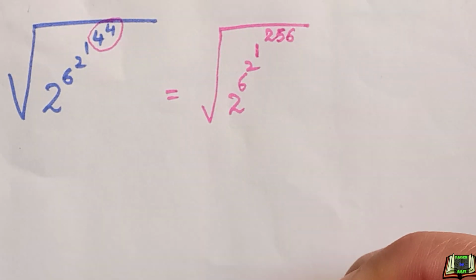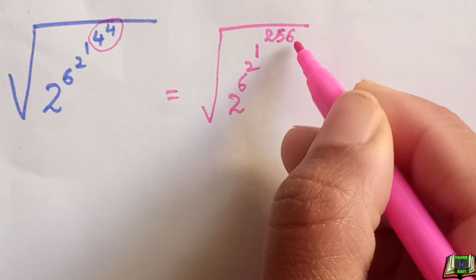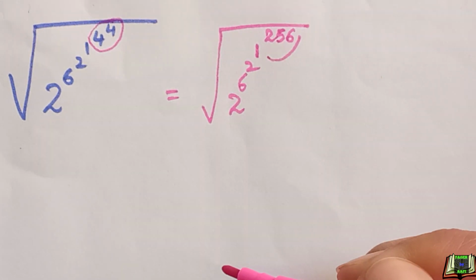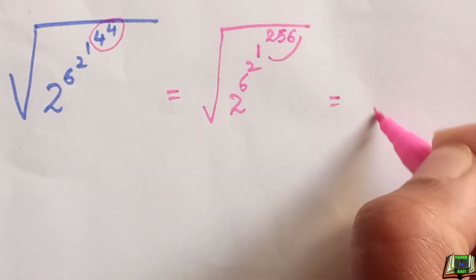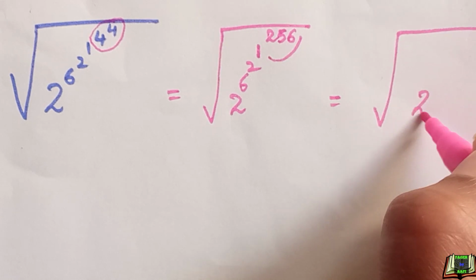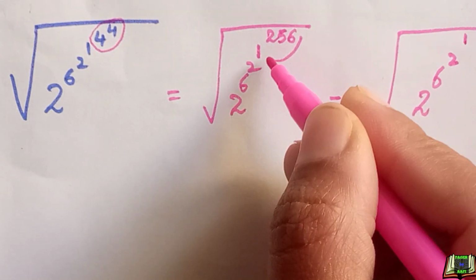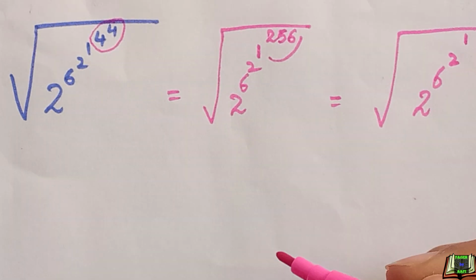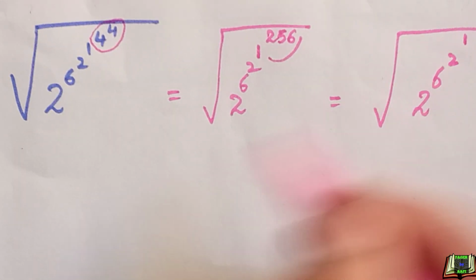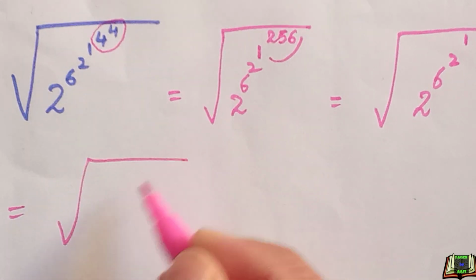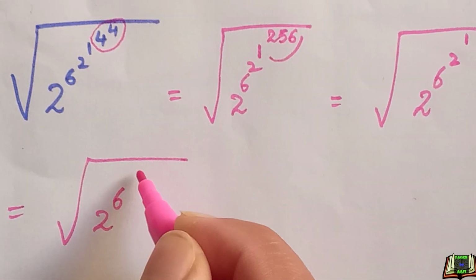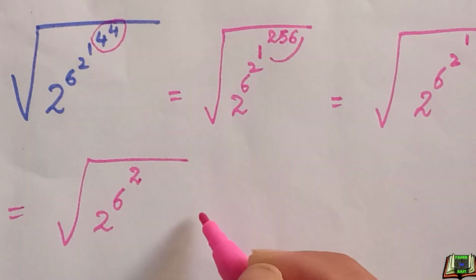256. Now we are going to solve the topmost power, meaning 1 raised to power 256. So it is equal to 2 raised to power 6 raised to power 2 and 1 raised to power 256 is 1 again. Now the topmost power is 2 raised to power 1. So that is equal to 2.